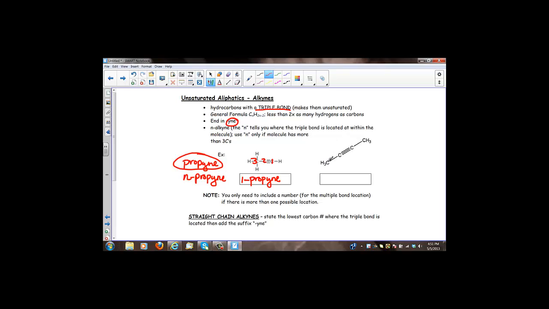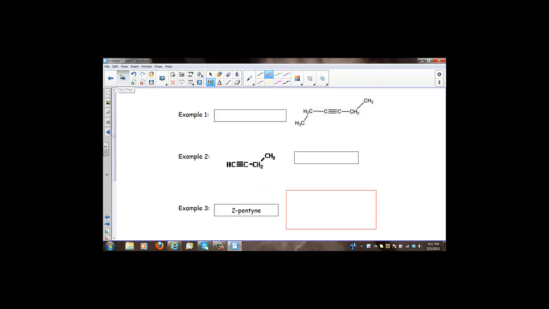Over here, I've got 1, 2, 3, 4. No matter which way I number it, it's on the second carbon. So this is 2, 4 carbons is bute, and there's a triple bond, so it ends in YNE: 2-butyne. For straight chain alkynes, you just state the lowest carbon number where the triple bond is, then add the suffix YNE. Here's some examples.